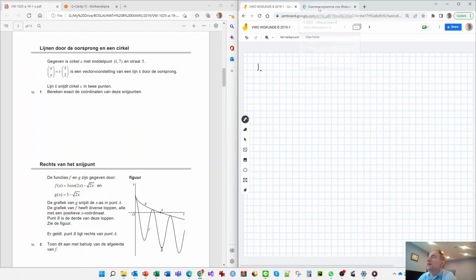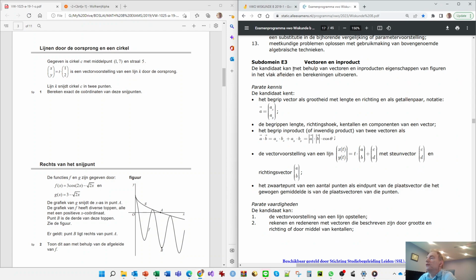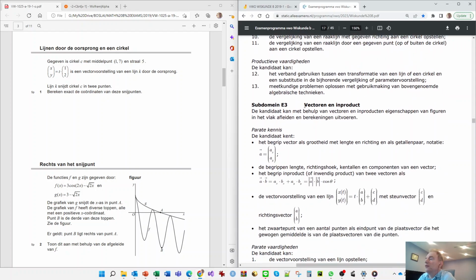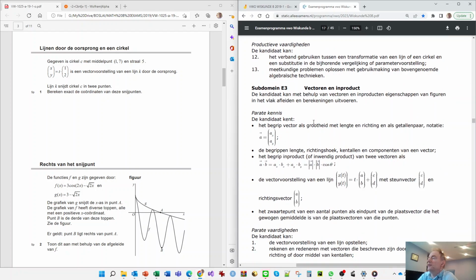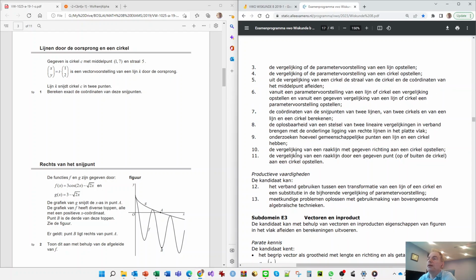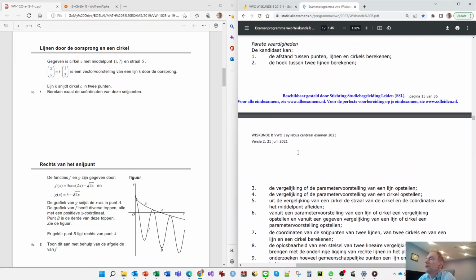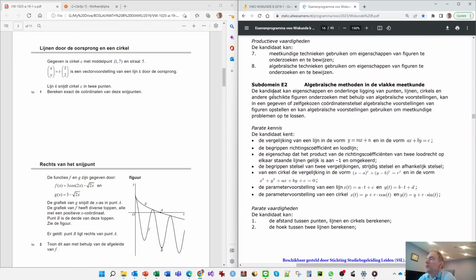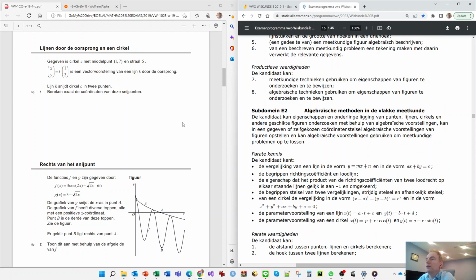So in this exam I'll also show what are the relevant subdomains that you need to be aware of to answer the question. Well, one is it has a vector representation. This is part of subdomain E3. Then there is a circle that is part of subdomain E2. And you need to know of a circle what the equation is.